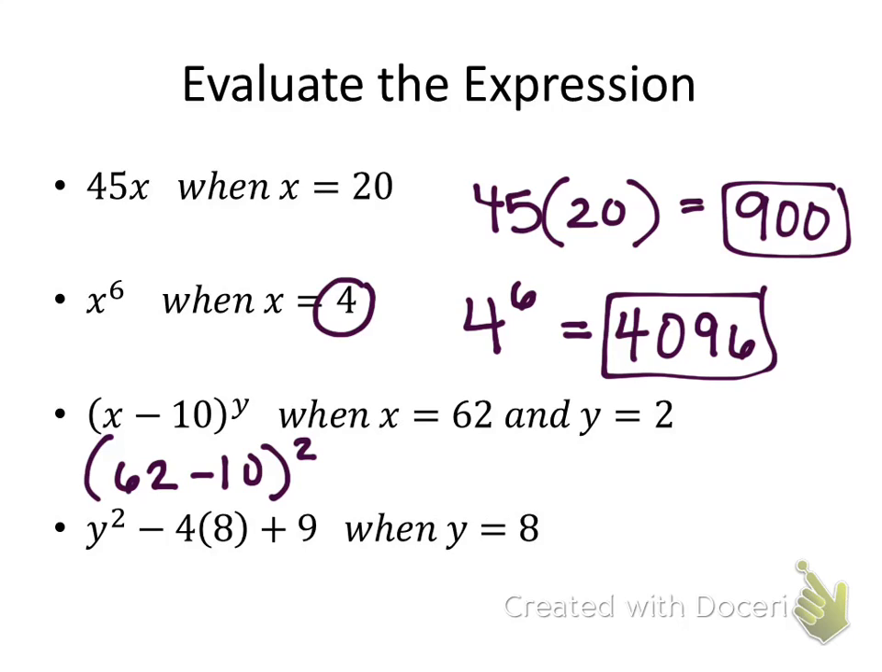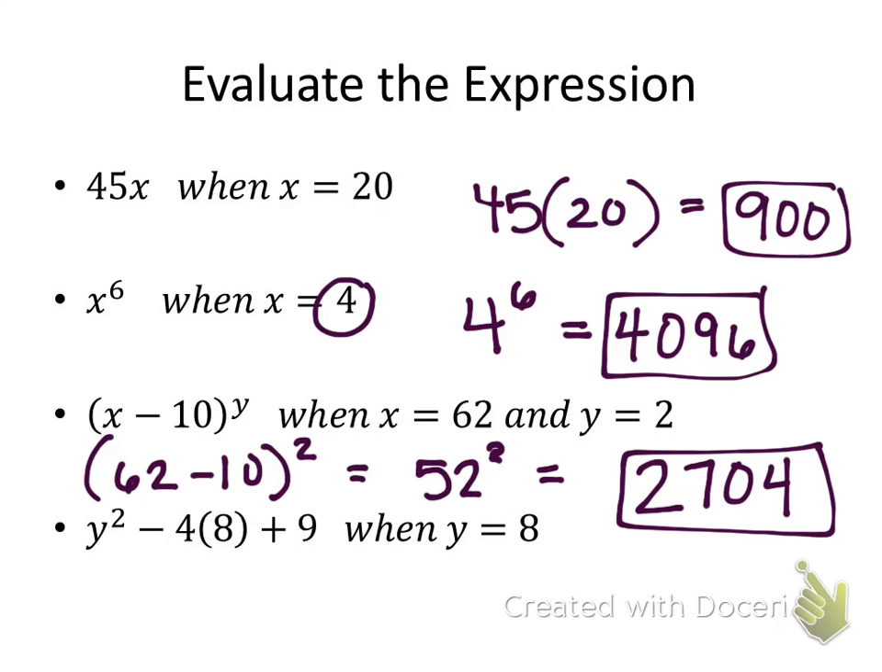What would I do first in this if I'm following order of operations? Amaya? You do 62 minus 10. Very good. Parentheses. I've actually got something inside of parentheses to do. So I say 62 minus 10 is 52. What's 52 squared now? 2,704. Very good.